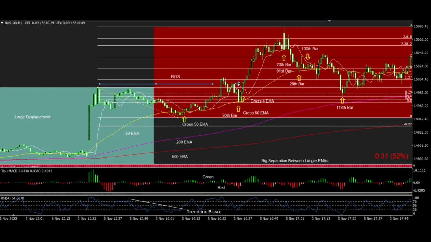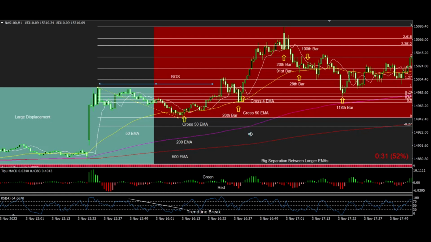You get your 1.5 times your risk, and price continues to the upside and doesn't close below the 4 EMA until here. And this is the 20th bar. After crossing the 50 EMA here, you reach the 20th bar here, and that could be your exit.